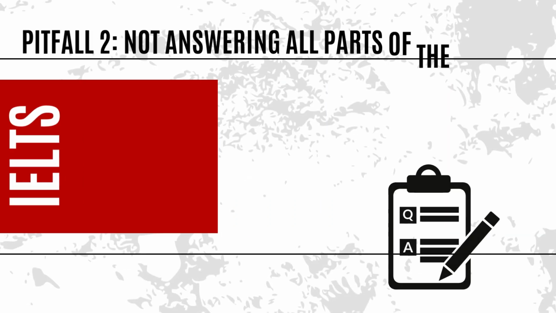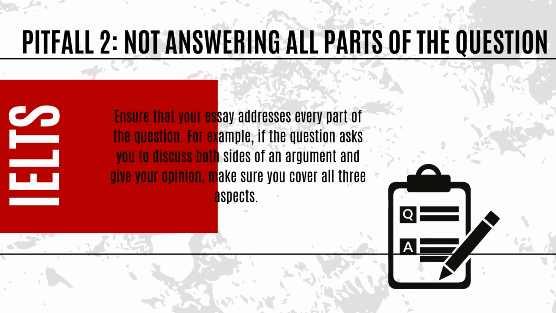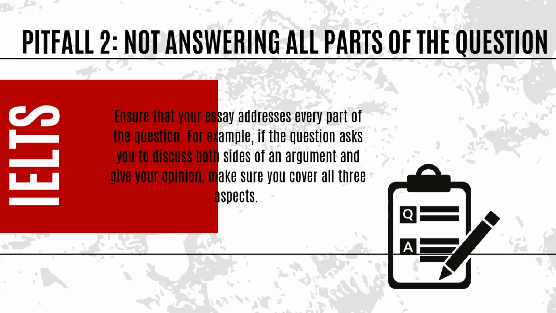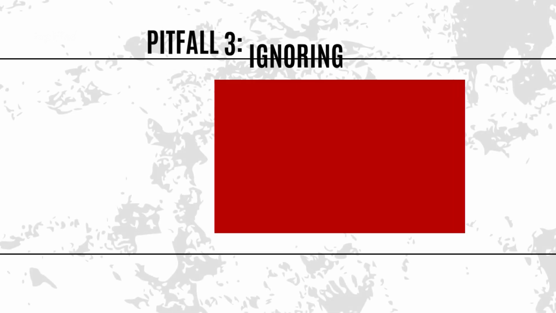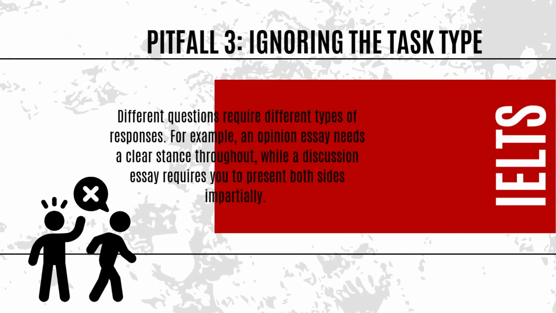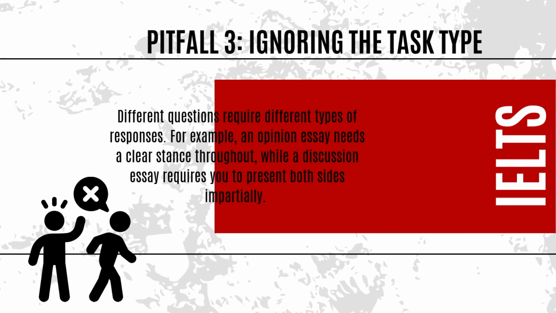Pitfall 2. Not answering all parts of the question. Ensure that your essay addresses every part of the question. For example, if the question asks you to discuss both sides of an argument and give your opinion, make sure you cover all 3 aspects. Pitfall 3. Ignoring the task type. Different questions require different types of responses. For example, an opinion essay needs a clear stance throughout, while a discussion essay requires you to present both sides impartially.